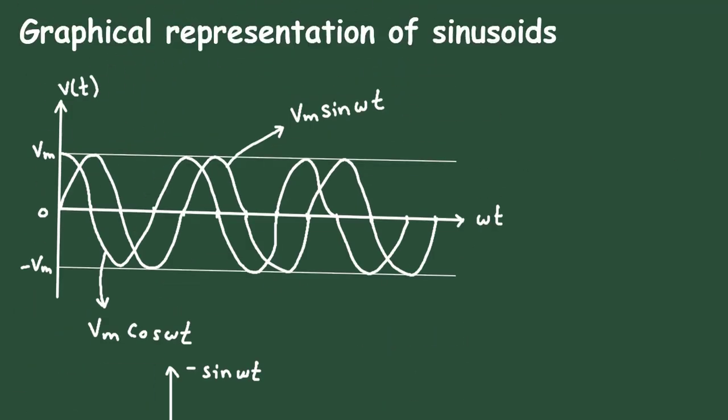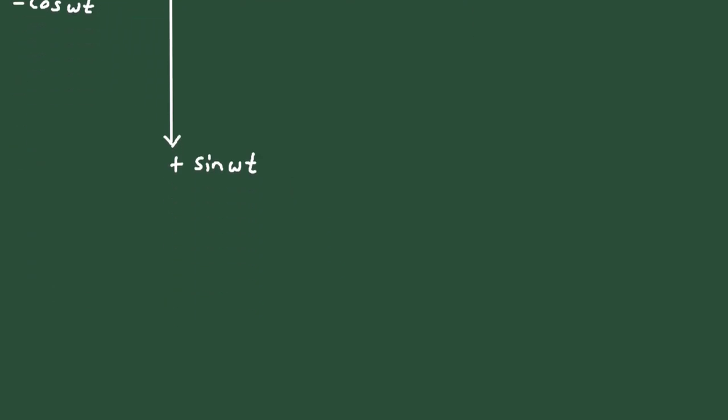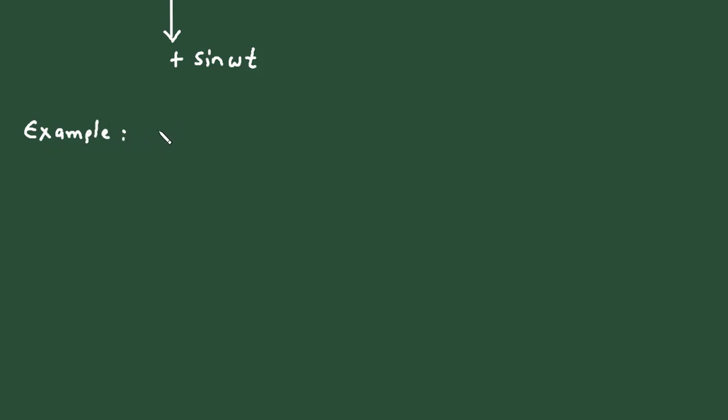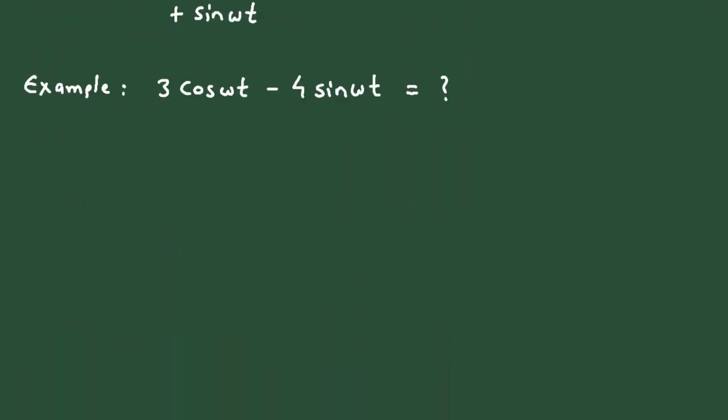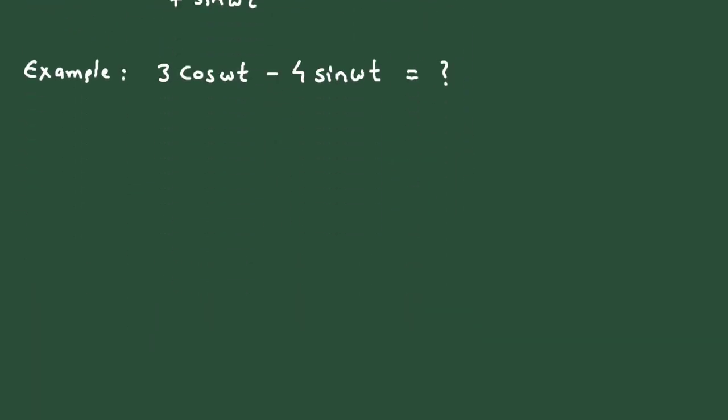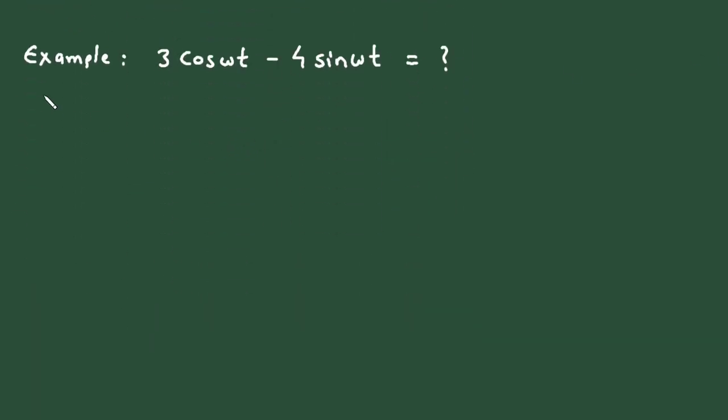Now let's understand this by an example. Suppose we want to add 3 cos omega t minus 4 sine omega t. We want to find this by using this graphical representation of sinusoids. So first of all, solution.